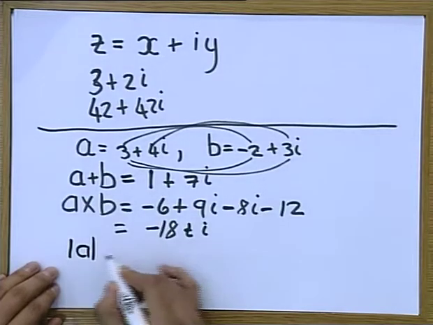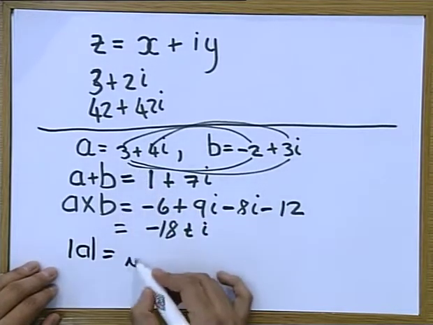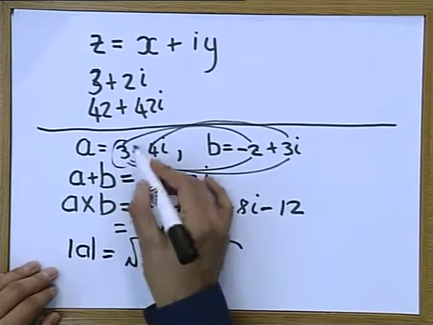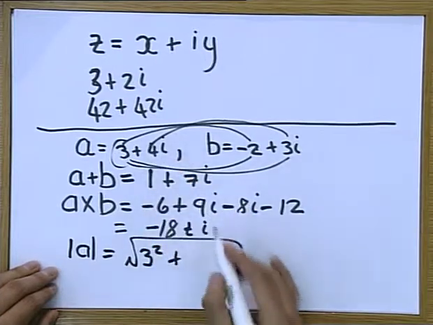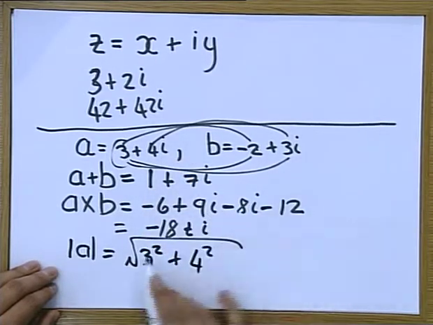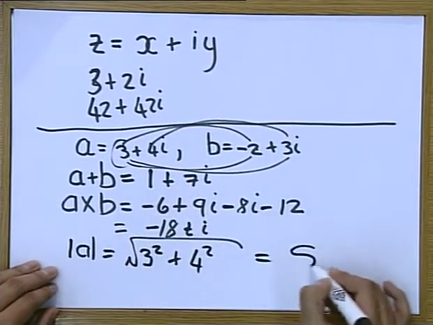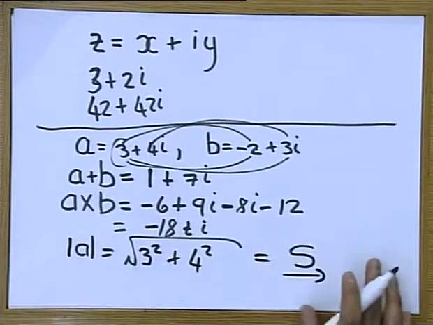Let me maybe do one more thing. If I want to calculate the magnitude of a, that would be the square root of the real part, so that would be 3 squared plus the imaginary part squared. So 4 squared, that is of course 25, so the answer is 5.